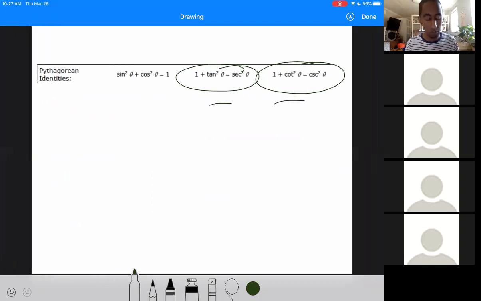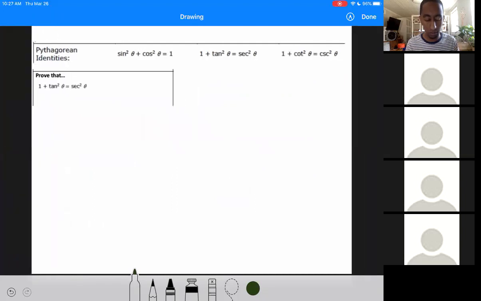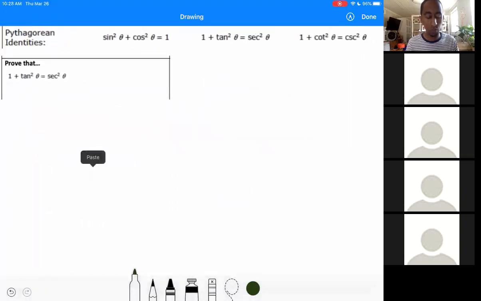So let's talk about these two. We're going to prove where those two come from, and then we're going to start simplifying, okay? So why does 1 plus tangent squared of theta equal secant squared of theta? Why is that the case? What we can do here is use our reciprocal identities to rewrite these so that we can see why this is true, okay?